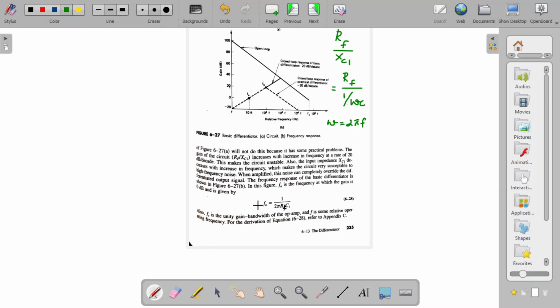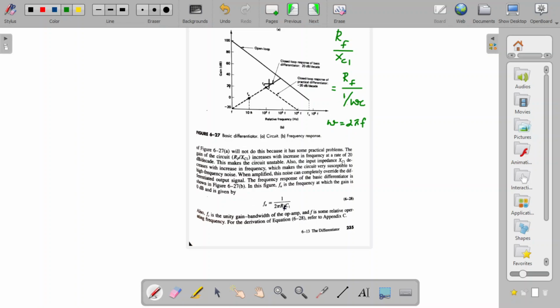That is, I can say that FA is equal to 1 by 2 pi RF into C1. That is, RF and C1 are the components used in the normal differentiator circuit, not the practical differentiator circuit. So obviously FA depends upon RF and C1. Okay, so this is FA. So the value of FA, that is the frequency at which the gain becomes 0 decibel, depends upon RF into C1. So FA becomes equal to 1 by 2 pi into RF into C1.